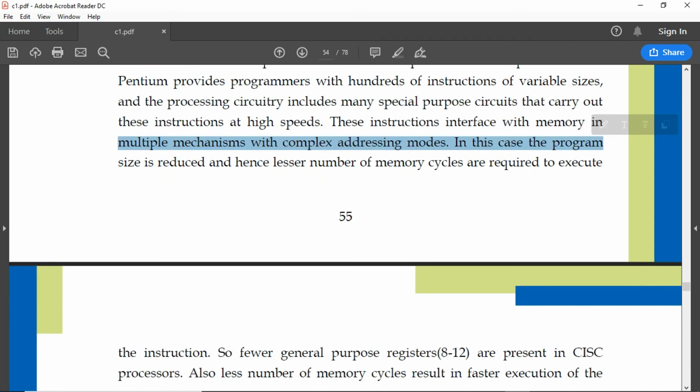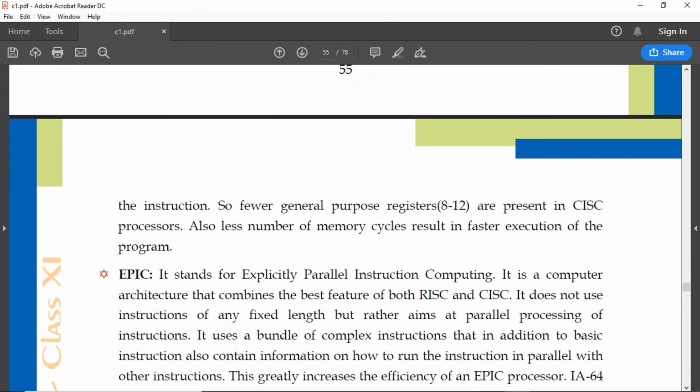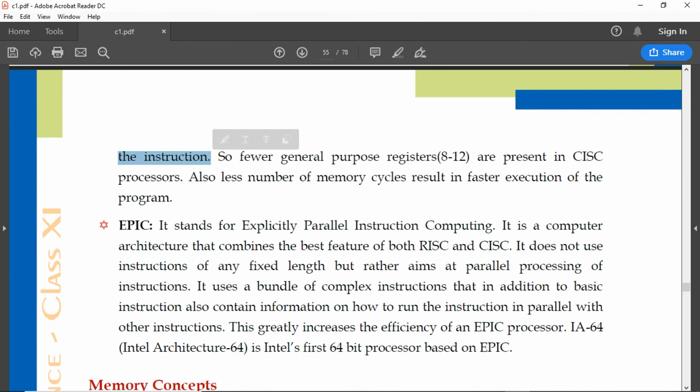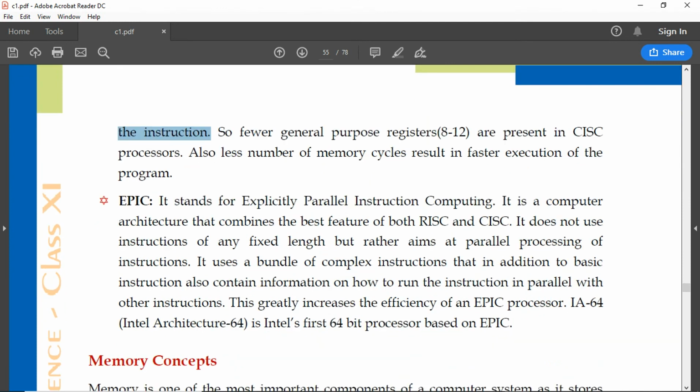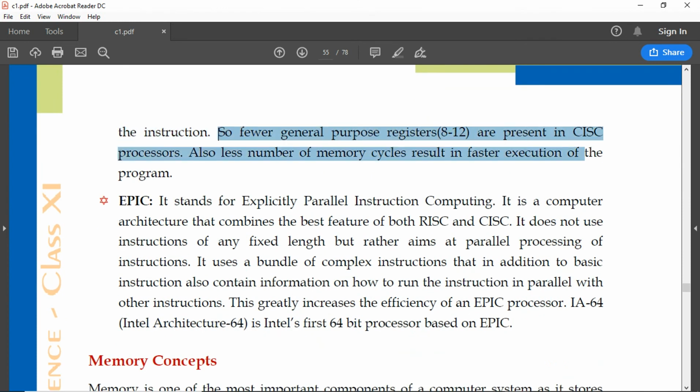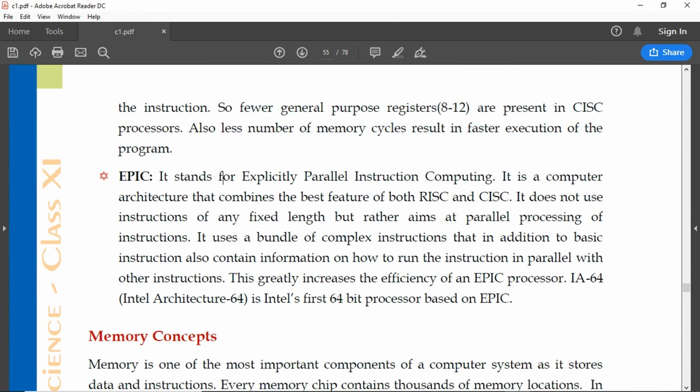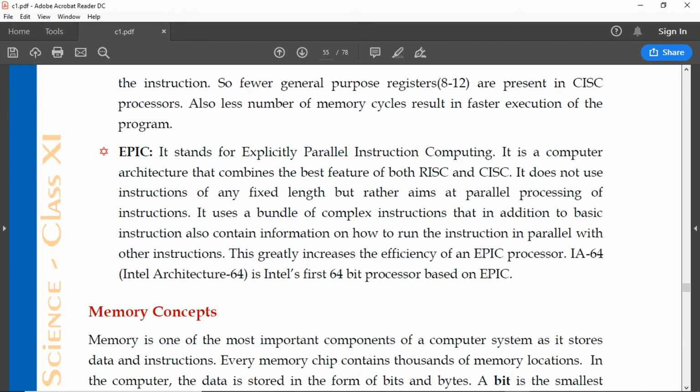In this case, the program size is reduced and hence a lesser number of memory cycles are required to execute the instruction. So fewer general-purpose registers, 8 to 12, are present in CISC processors. Also less number of memory cycles result in faster execution of the program.